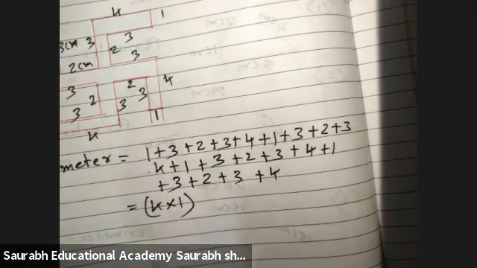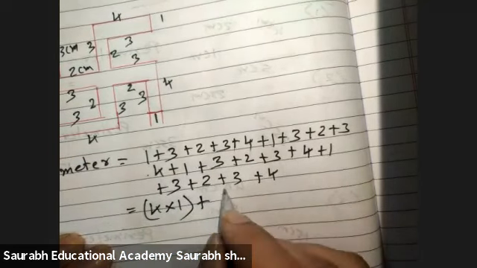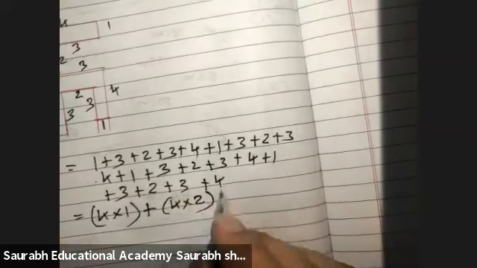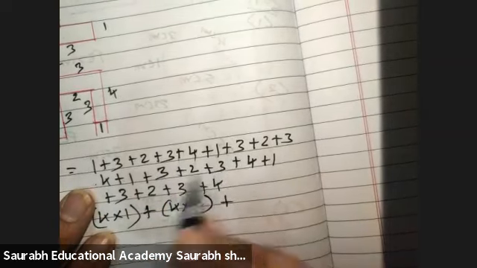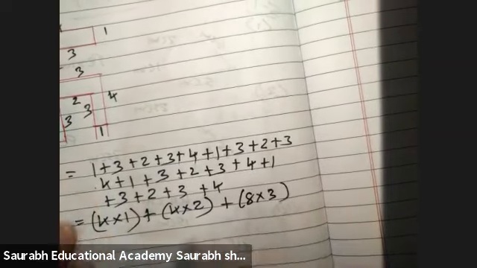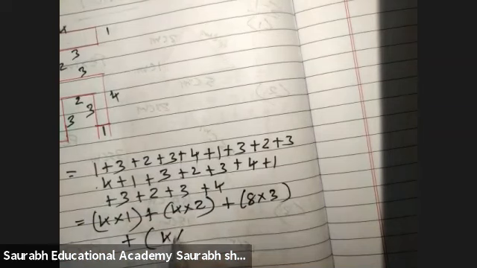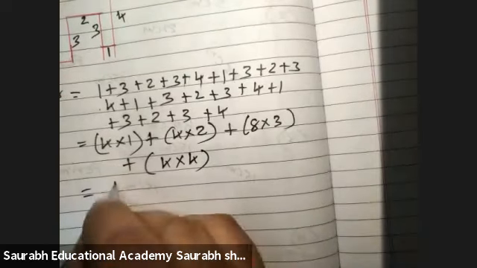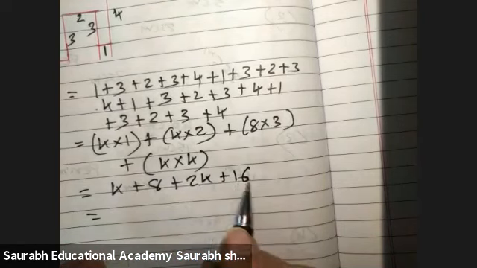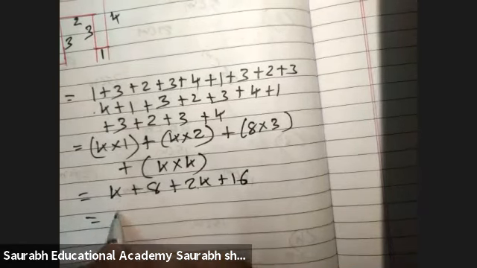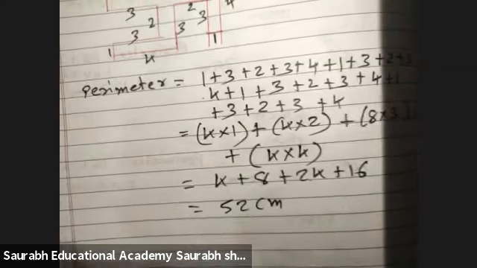4 times 1, that is 4 into 1. Plus how many times 2 is coming? 1, 2, 3 and 4. It is also 4 times, 4 into 2. Counting will be easier if you multiply, right? Then 3 comes 8 times, 8 times 3. And lastly, 4 comes 4 times. So now, 4 ones are 4, 4 twos are 8. Then 8 threes are 24 and 4 fours are 16. 24 plus 16, 40 plus 8, 48 plus 4. 52 centimeter is the perimeter.